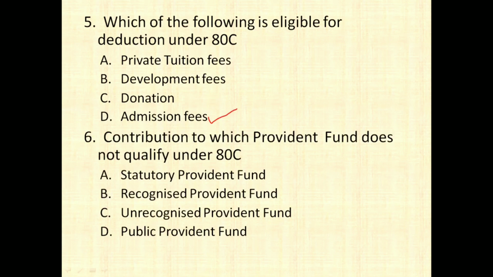The next question is contribution to which provident fund does not qualify under section 80C? So 80C we usually contribute to lot of different funds. We contribute to statutory provident fund which is eligible, recognized provident fund RPF which is eligible, public provident fund which is also eligible, unrecognized provident fund is not eligible. So if I ask which of the following does not qualify, so you have to say unrecognized provident fund does not qualify for 80C. Hope it is clear to you.